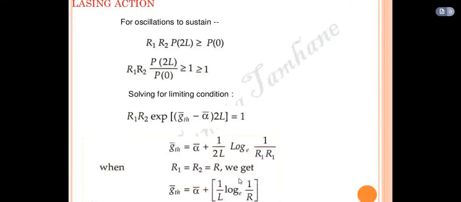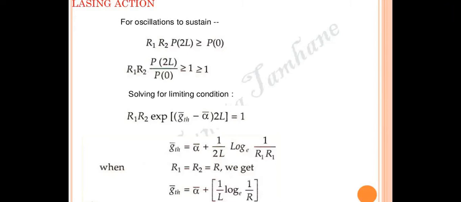If R1 and R2 are both equal to R, what can I write? R and R get cancelled, right? Here, what can I write for R1 and R2? R whole square I can write. This 2 will come here. Log x to the power m is m log x. So how will I write this? This 2 and 2 cancel. We only get 1 by L log of 1 by R.